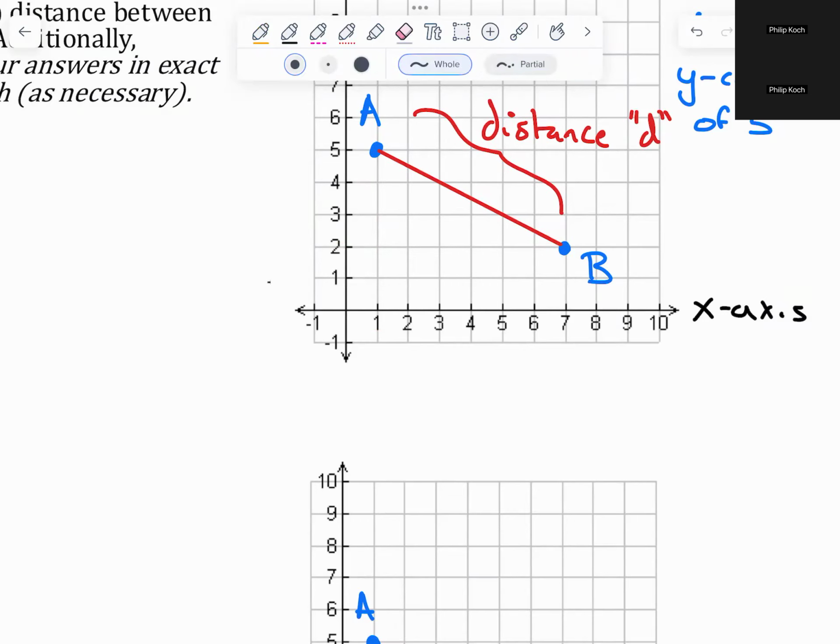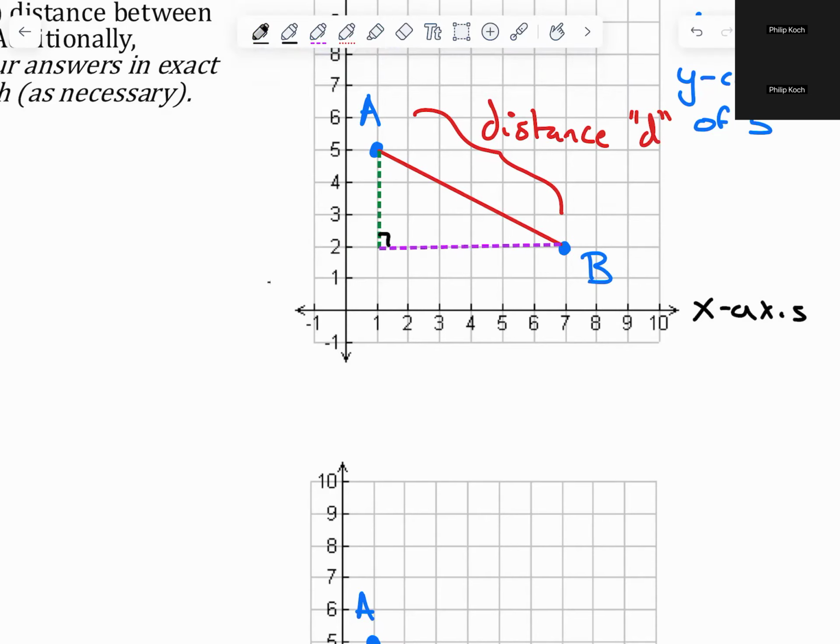But that's not what we've got. We're on 2 different levels. We're on 2 different horizontal lines, and 2 different vertical lines for that matter. So how do we find that distance? What we can do is draw a right triangle, like that. How is that going to help us? We'll get to that in just a moment.